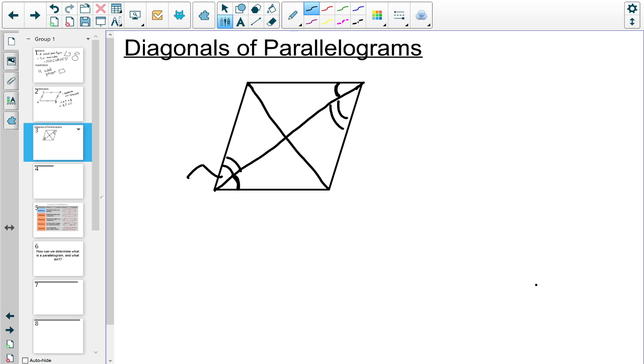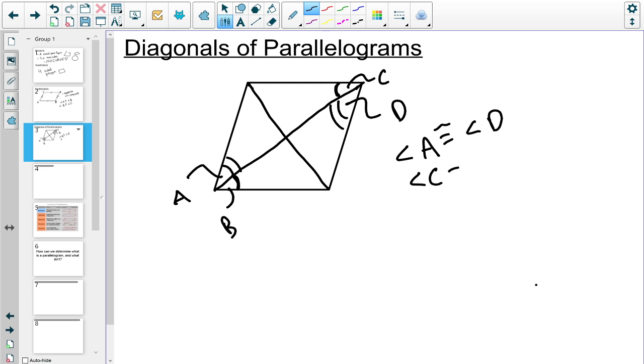Let's label these as angle A, angle B, angle C, and angle D. Because this separates into these angles opposite of one another, they are congruent because it is the diagonal. That came out very sloppily. The diagonal of a parallelogram creates opposite angles that are congruent. So we have angle A being congruent to angle D, and angle C being congruent to angle B, if that makes sense. Another fun fact about this, let's erase everything we have here.